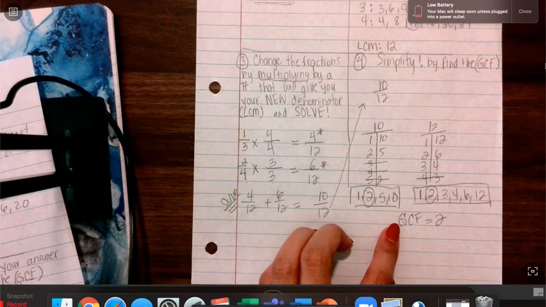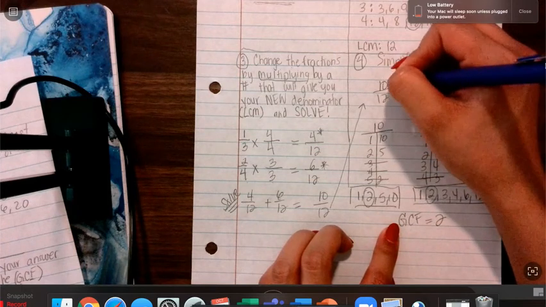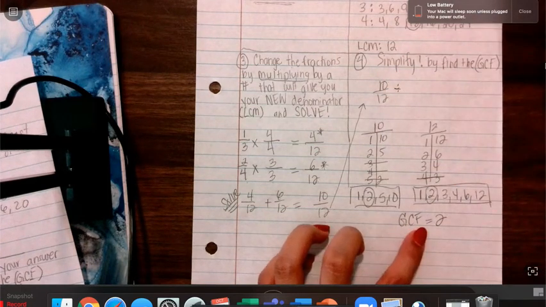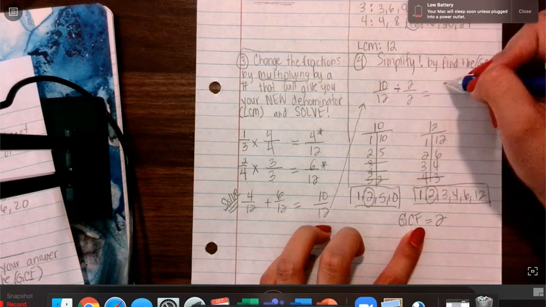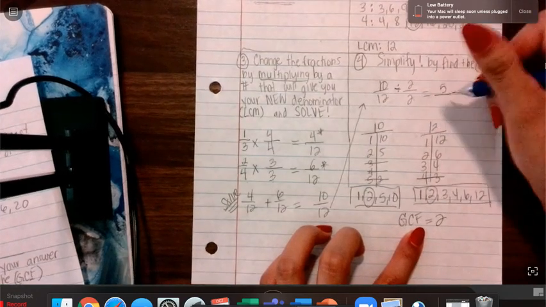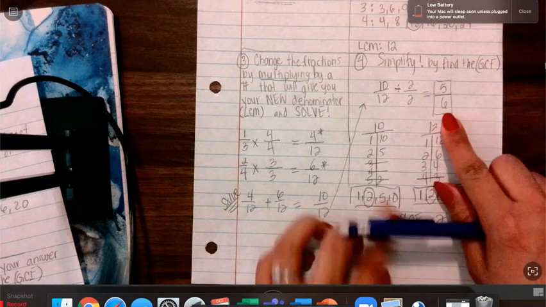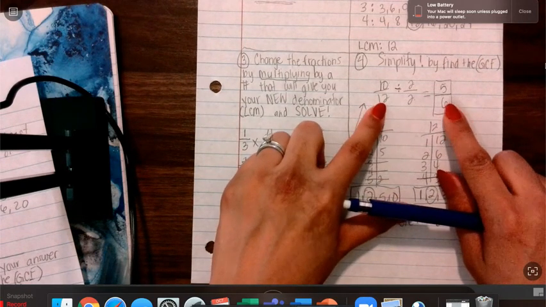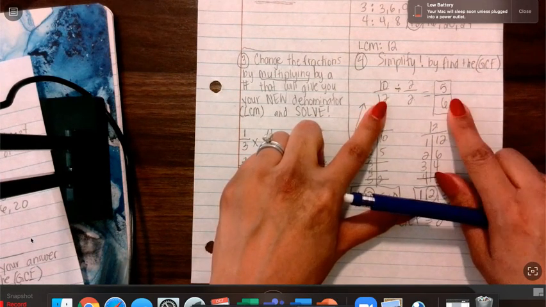How do we simplify or make numbers smaller? By dividing. We're going to divide our numerator and denominator by our GCF of 2. So 10 divided by 2 and 12 divided by 2. 10 divided by 2 is 5. 12 divided by 2 is 6. Bada bing, bada boom. We simplified our answer. Remember 10/12 and 5/6, they're the same. They're equal. They're equivalent fractions. All we did was make it smaller, reduced it, or simplified. Good luck, mathematicians.